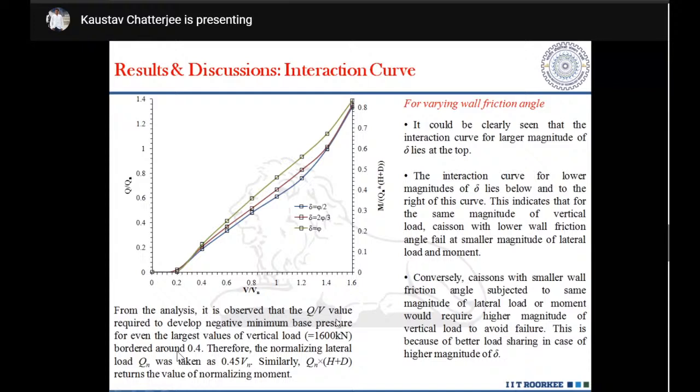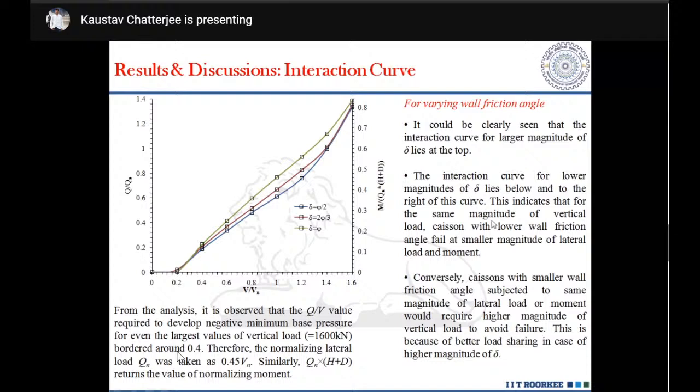It is observed that the Q by V value required to develop minimum base pressure for the largest value of vertical load is around 0.4. Therefore, the normalizing lateral load Qn was taken as 0.45 Pn, and the normalizing moment is given by the term Qn into H plus T. Now, from this graph, I can see that we have on the x-axis V by Vn, on the primary y-axis Q by Qn, and on the secondary y-axis M by Mn, that is equal to M by Qn into H plus T.